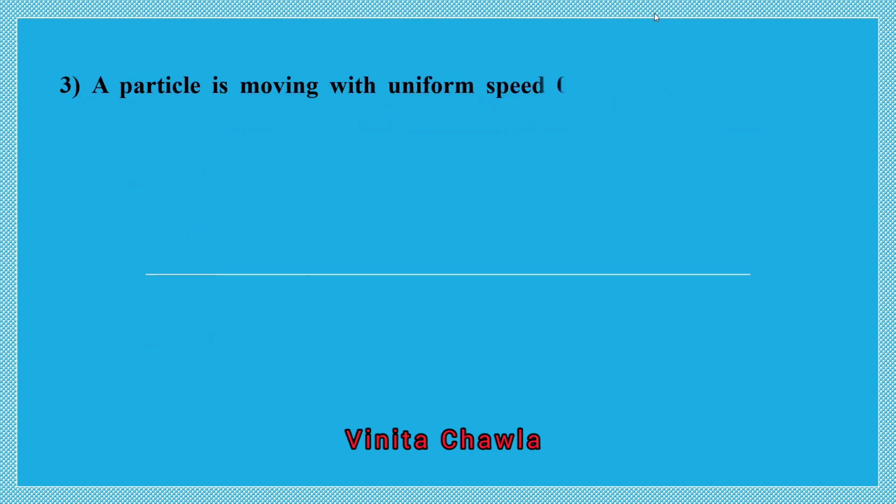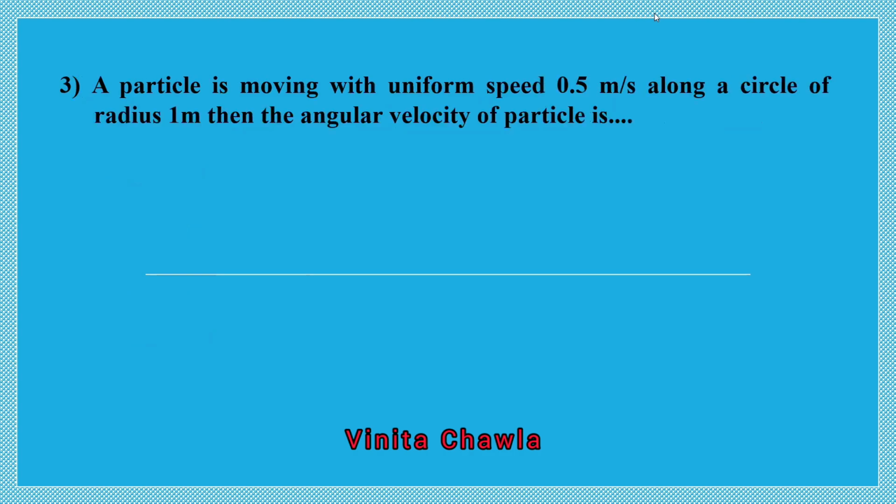Next question. A particle is moving with uniform speed 0.5 meter per second along a circle of radius 1 meter, then the angular velocity of the particle is 2 radian per second, 1.5 radian per second, 1 radian per second, 0.5 radian per second.